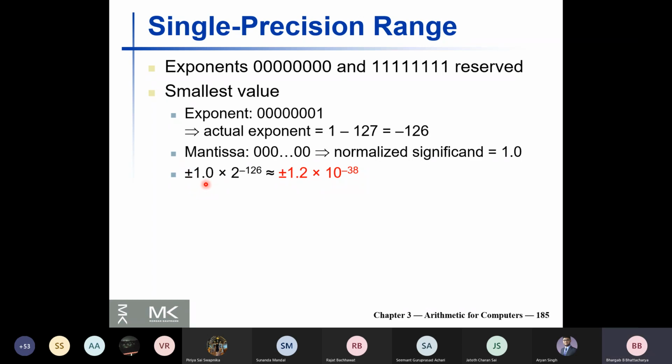1.0 is the smallest value of the significand, because this 1 is hidden and would always be there, and all the bits in the mantissa are 0. And we minimize the exponent also. This is the minimum possible value of the exponent. So this is the smallest value you can represent in both directions, that is 2 to the power minus 126. In decimal, this becomes 10 to the power minus 38 something.